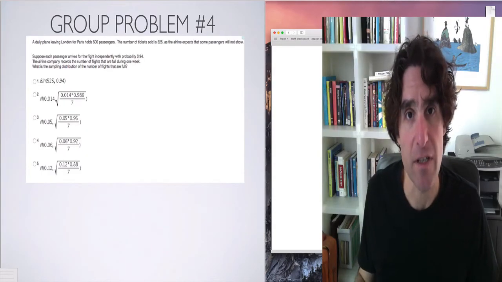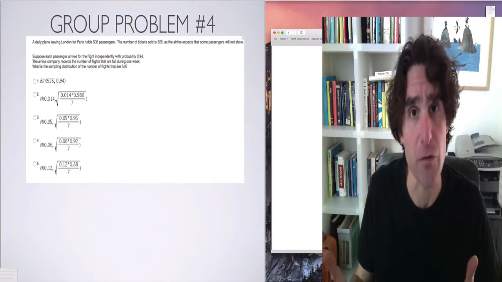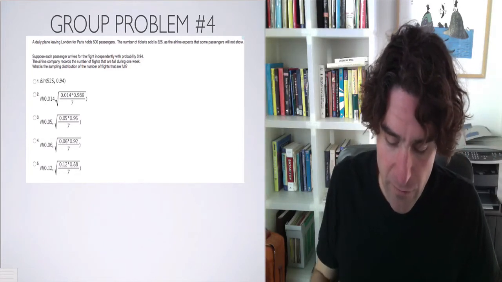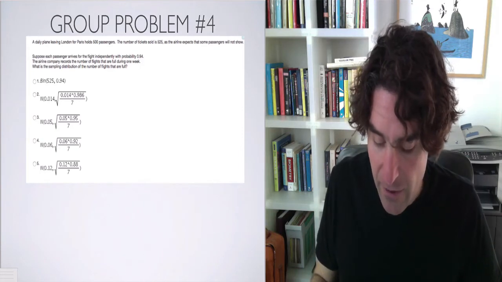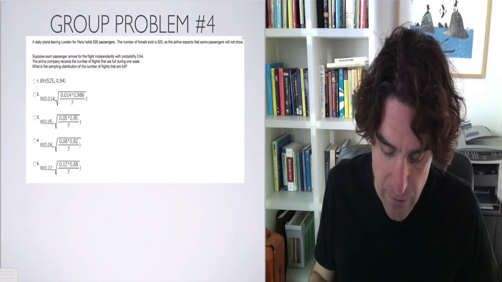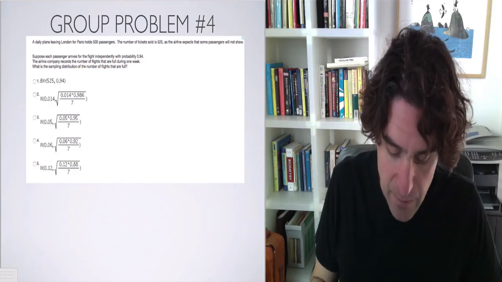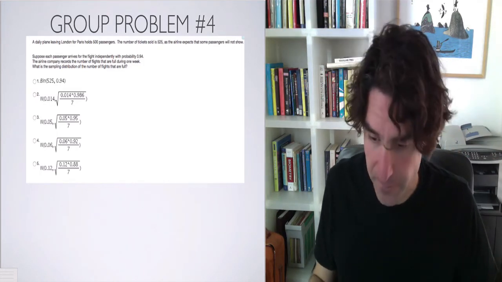The next thing that I wanted to tackle was group problem number 4 and go through the solution with you. A daily plane leaving London for Paris holds 500 passengers. The number of tickets sold is 525, as the airline expects that some passengers will not show. Suppose that each passenger arrives for the flight independently with probability 0.94. The airline company records the number of flights that are full during 1 week. What is the sampling distribution of the number of flights that are full?